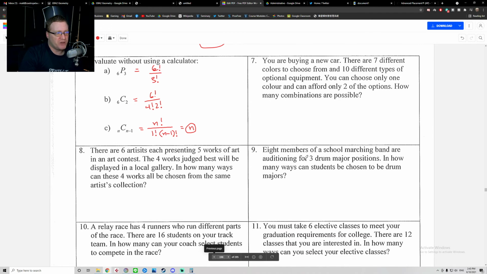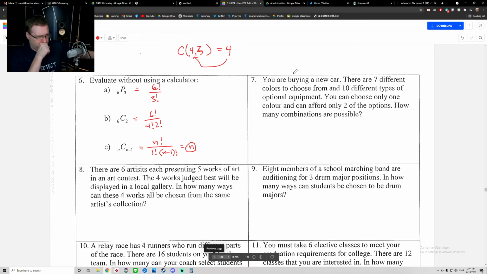All right, let's do a couple more examples, and then I'll let you guys go. You are going to buy a new car. There are seven different colors to choose from, and 10 different types of optional equipment. You can choose only one color and can afford only 2 of the options. How many combinations are possible? So we're going to pick one color. How many colors are there? There's 7, and we get to pick 1. So that's going to be 7 choose 1.